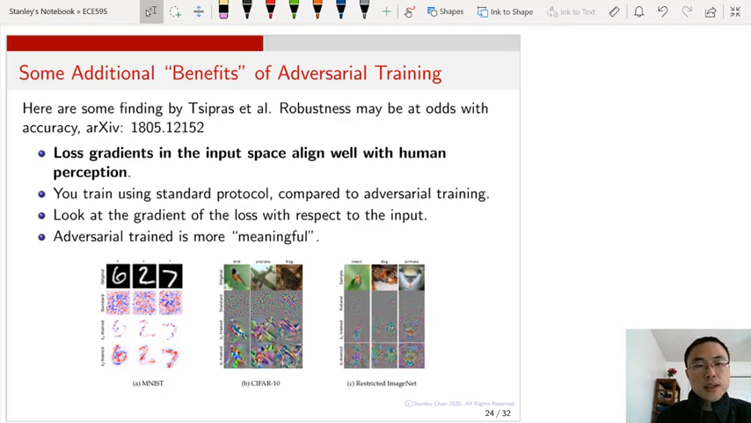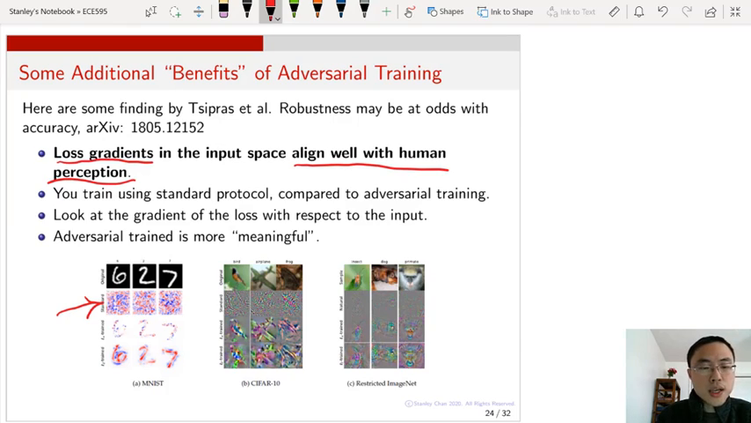The first phenomenon that they observe is that the loss gradient, that is the gradient of your loss function, in the input space seems to align very well with human perception. And so what it says is this: you try to train, for example, on the MNIST data set using the standard procedure, and then you look at the gradient with respect to the input. This is the gradient. This is not the adversarial training.